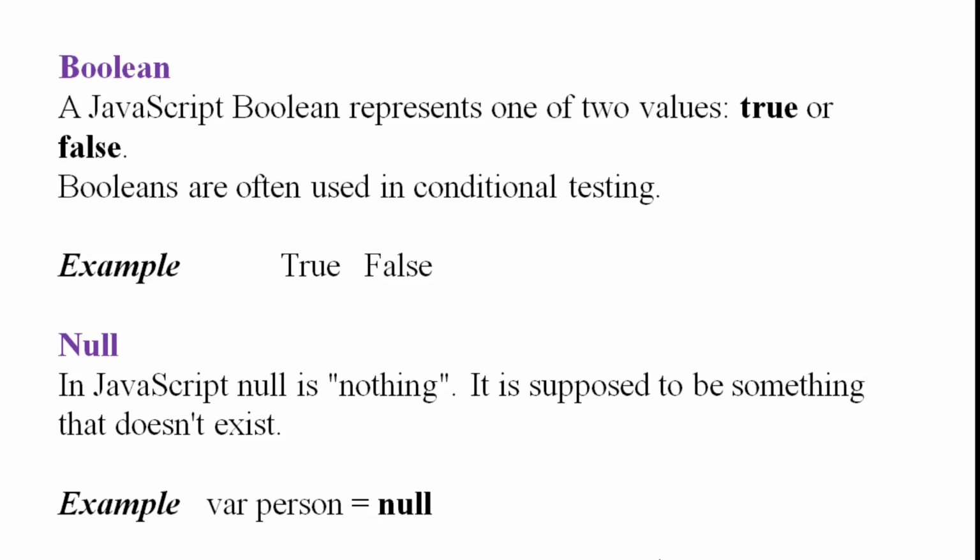These are the different data types that are available in JavaScript. We can place numerics, text strings, predictable statements like true or false, and null values.